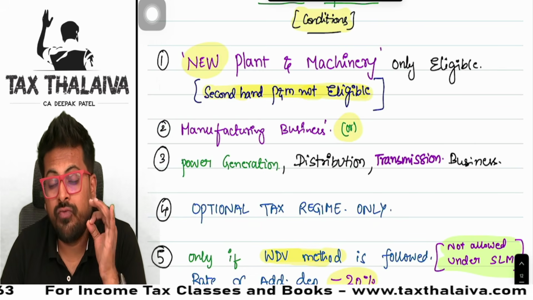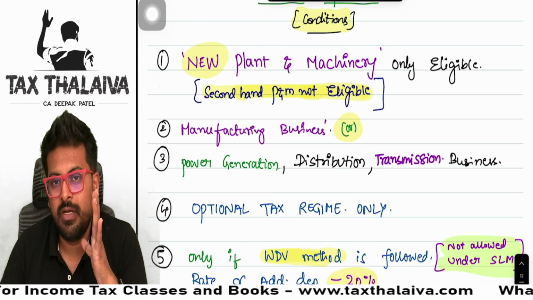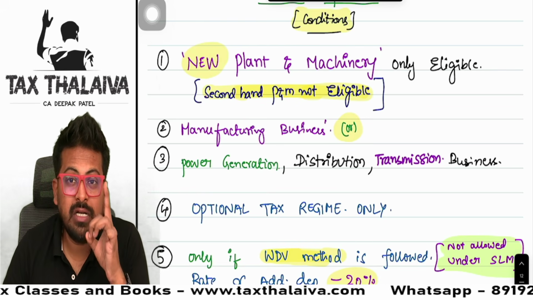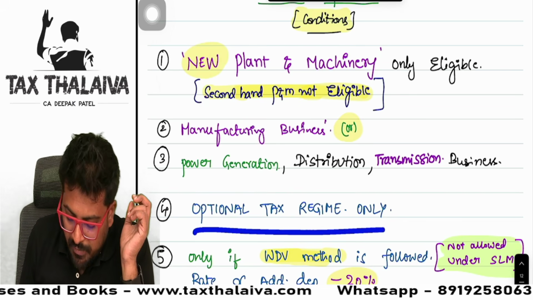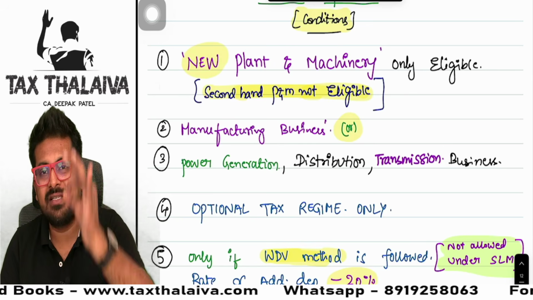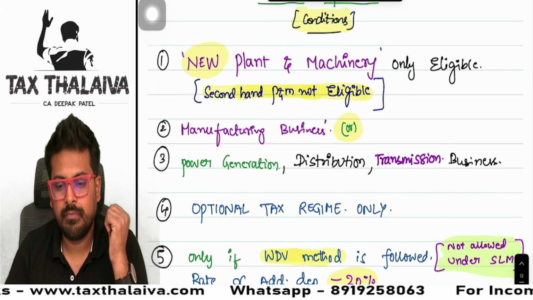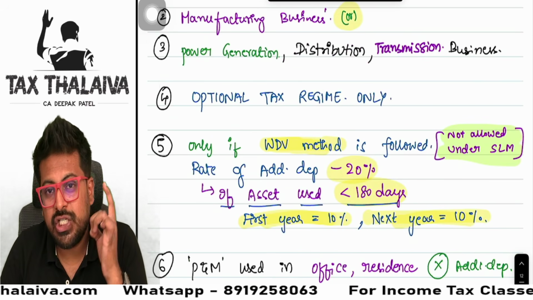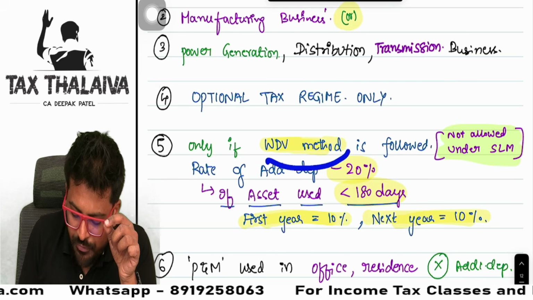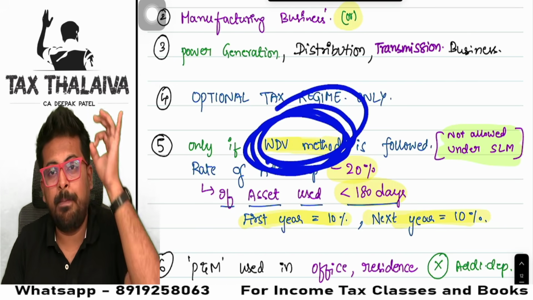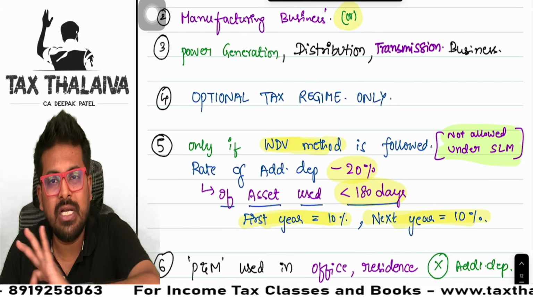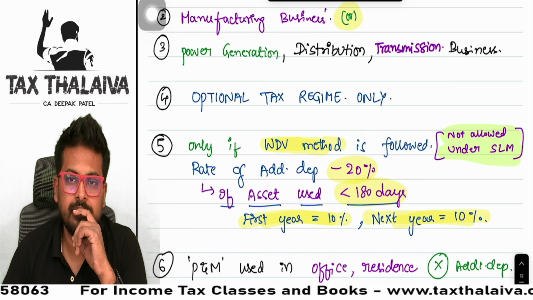And mind you, one more very important thing. This additional depreciation is not eligible under the default tax regime. This is available only under the optional tax regime. And one more thing. If you want to claim additional depreciation, you must follow the WDV method of depreciation only. If you follow the SLM method of depreciation, you cannot claim additional depreciation.